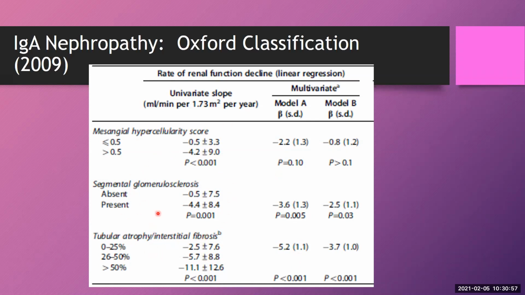And just in case you were wondering, in the original iteration of the Oxford classification, the E score, the endocapillary proliferation, wasn't statistically significantly predictive of the rate of renal function decline. So everything here has a p-value of less than or equal to 0.001, and the E score didn't do that. We still report it, we still talk about it, and it's still part of the MEST criteria, but I just wanted to let you guys know why it isn't on this particular figure.